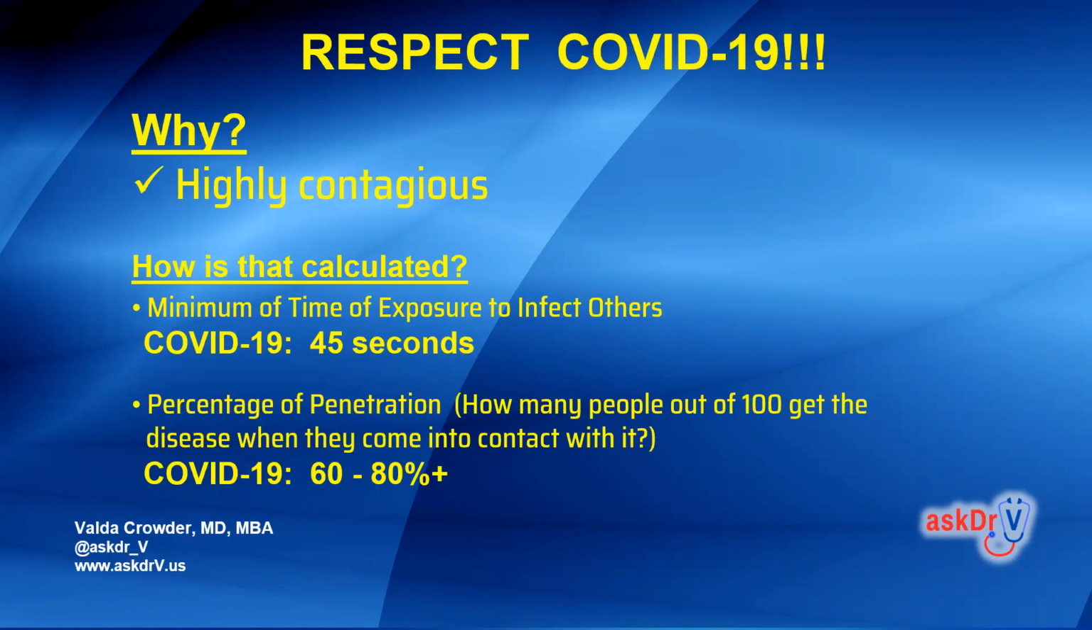Also, how many people out of 100, if they were exposed to the disease, will actually contract it? For coronavirus, it's 60 to 80. Something like influenza has about a 20 or 30% penetration, so 20 or 30 people out of 100. COVID-19 has a 60 to 80% penetration. So once you're exposed to it, almost everybody gets it.